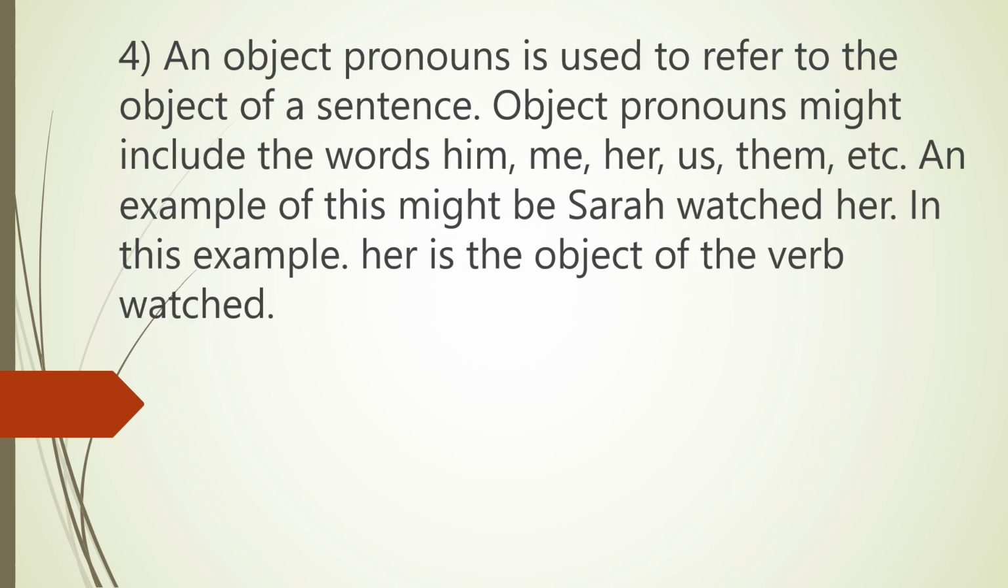The next rule: an object pronoun is used to refer to the object of a sentence. Object pronouns might include the words him, me, her, us, them, etc. An example of this would be, Sarah watched her. In this example, her is the object of the verb watched.